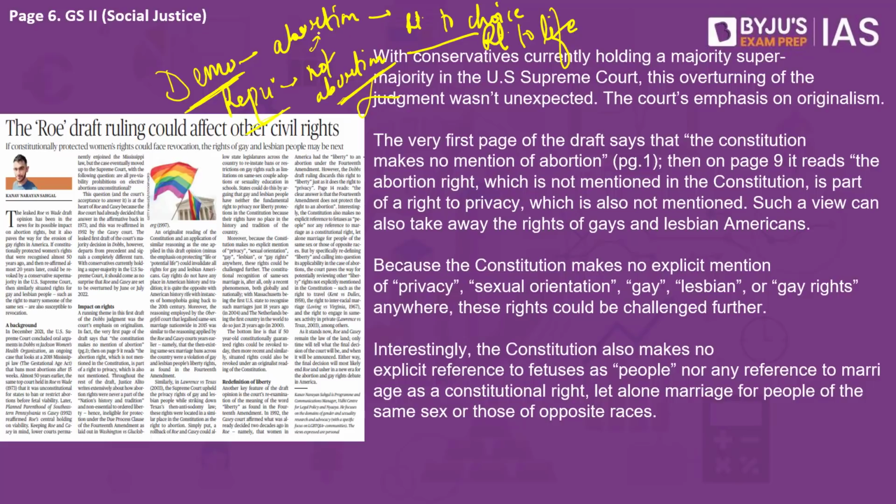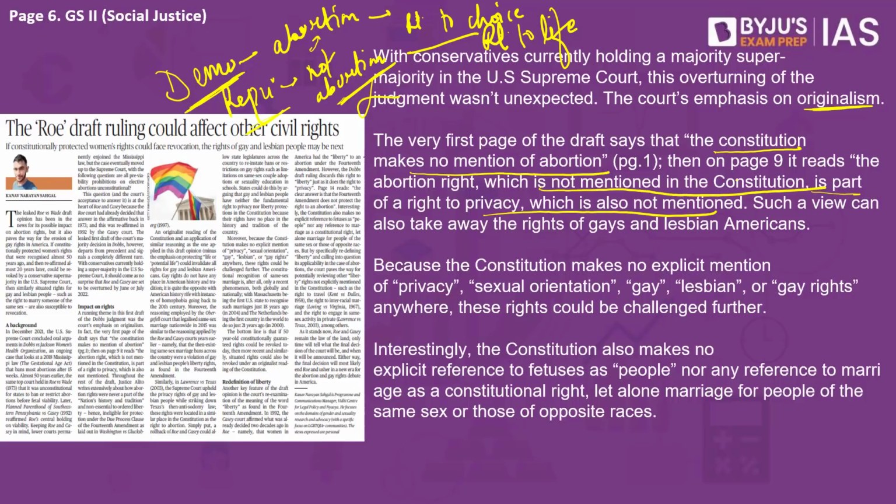The author here is making a point that if we go by the reasoning of this judgment, that means in the coming years, all the other civil rights given to the people in the US, be it the rights of lesbians and gay, be it the right of other transgender people, all of that would be in danger now. Why? As per the draft that has leaked from the Supreme Court of the US, the Supreme Court judges have talked about the original constitution. The draft says that the original constitution has made no mention of abortion. Not just this, the constitution also does not say that abortion is a part of right to privacy.